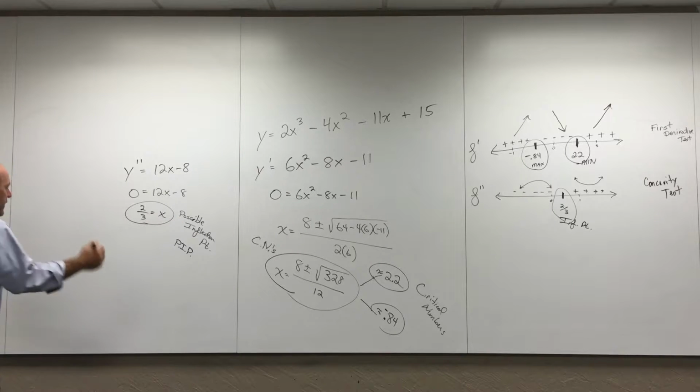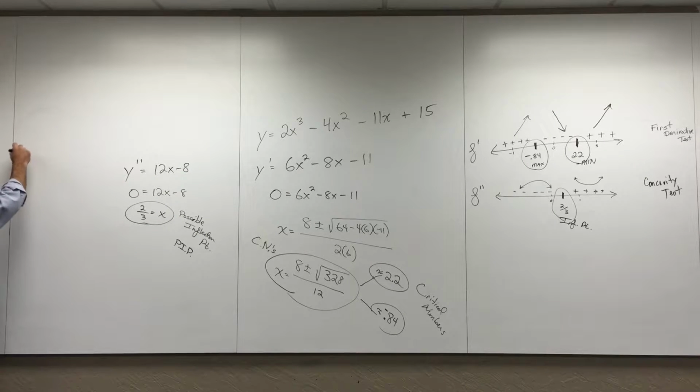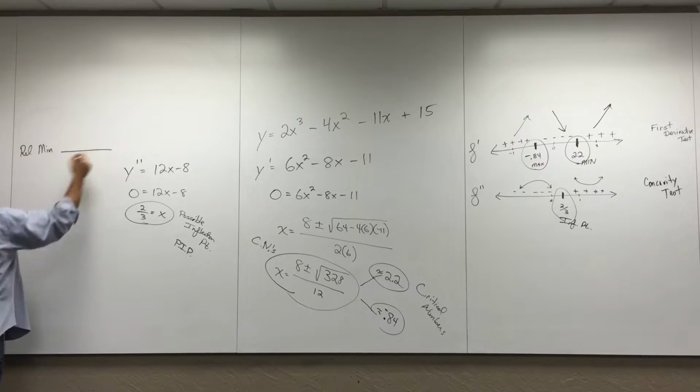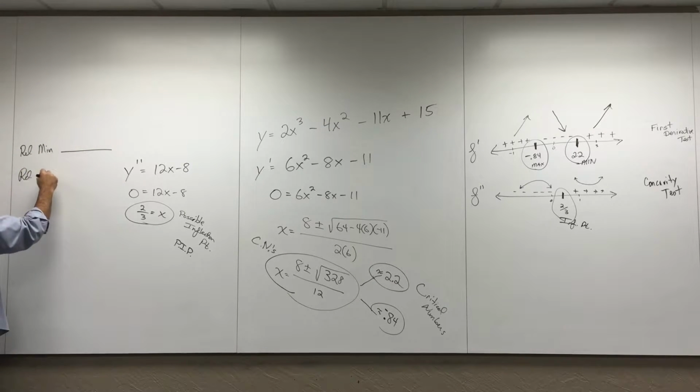On a test or a quiz, I probably have a little place for you to, after you do all this beautiful work, I want to see all this beautiful work, and then: Is there a relative min? Is there a relative max? Is there any inflection points? And maybe I would like you to sort of officially list them for me.